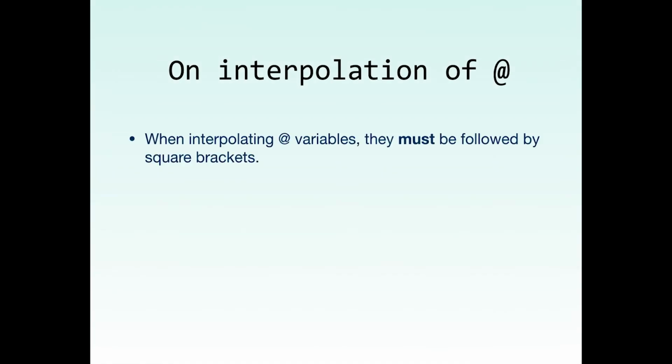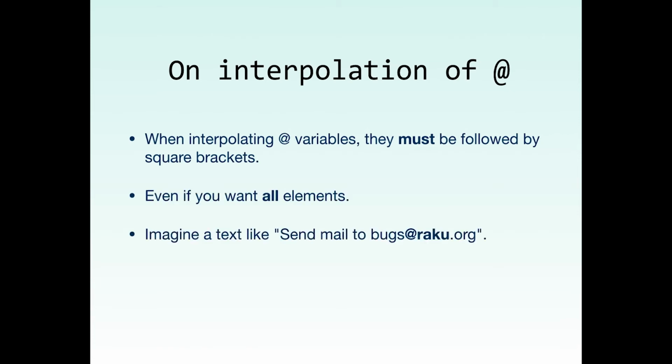So when you're interpolating with an @ sign, it must be followed by square brackets, even if you want all elements, because what would happen if you had something like this in your text, send mail to bugs@raku.org? That would actually just try to access the @raku array, which probably doesn't exist, which would create an execution error or a compilation error.